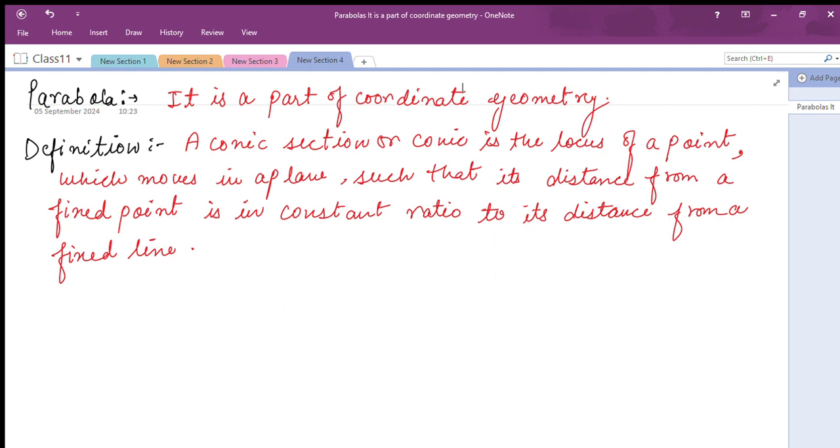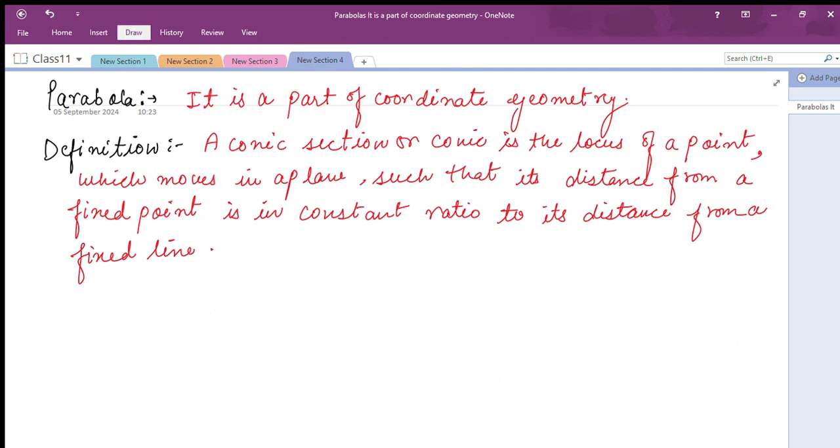It is a part of the coordinate geometry, and the definition is that a conic section or conic is the locus of the point which moves in a plane such that its distance from a fixed point is in constant ratio to its distance from a fixed line.